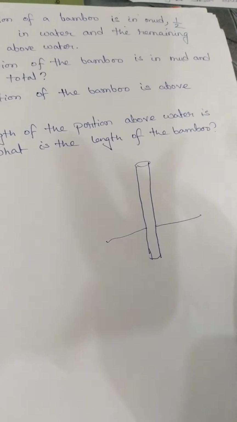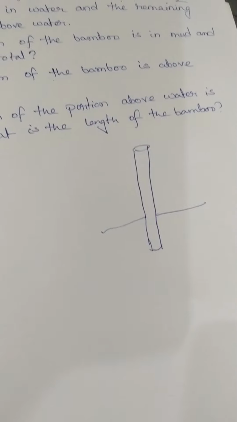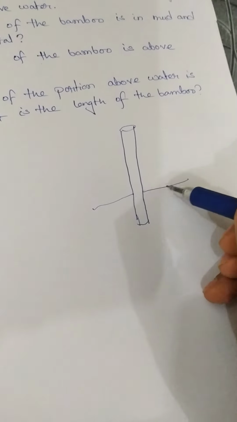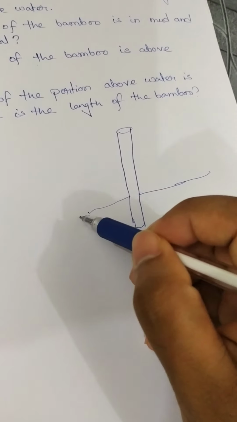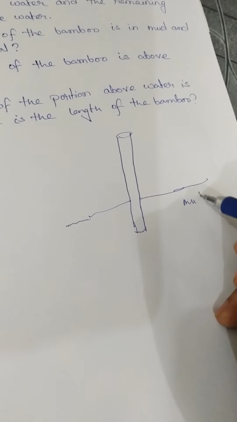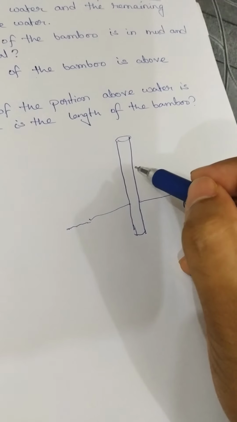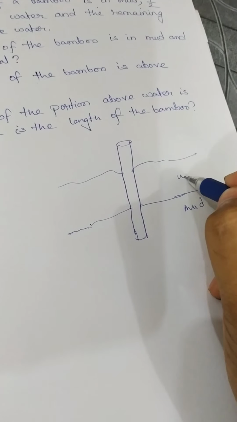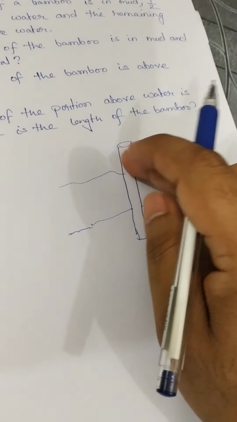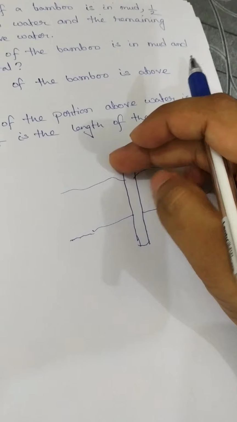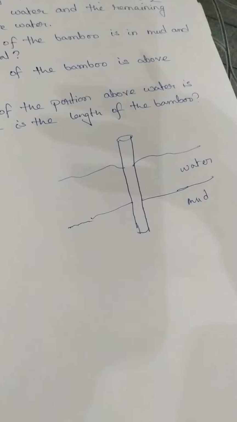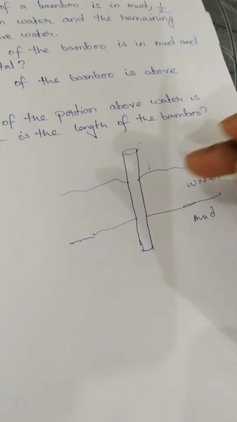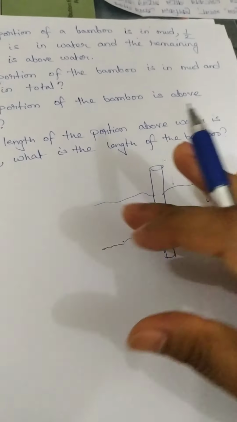At the bottom of a pond there is always mud, right? So some part gets dug into the mud. Suppose this is the mud portion. Above mud there is water. So this is the water portion, and some part remains above water. This is the part which you can actually see from outside. Alright, so this is how the scenario is.